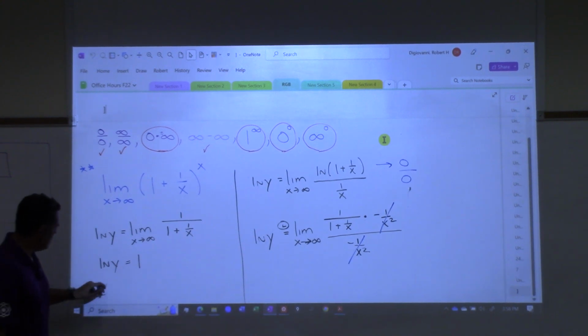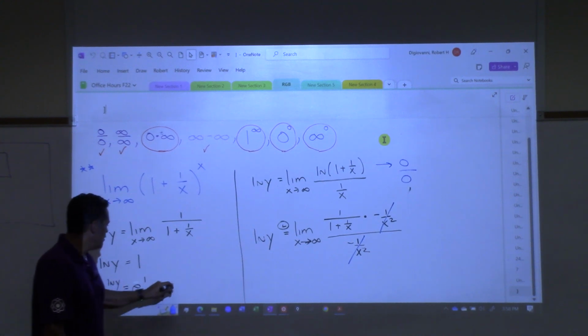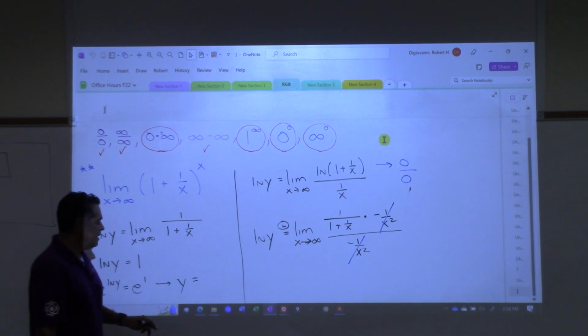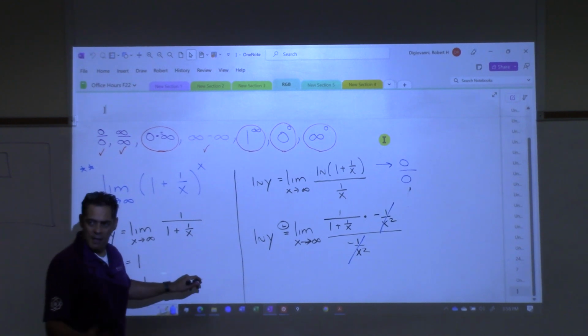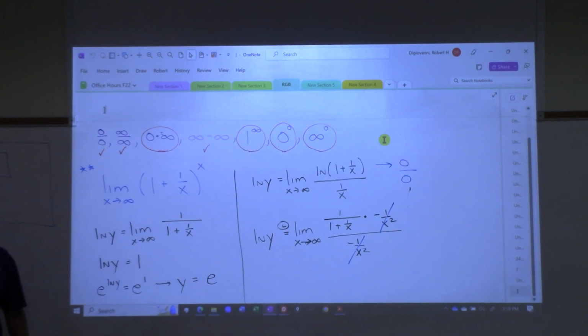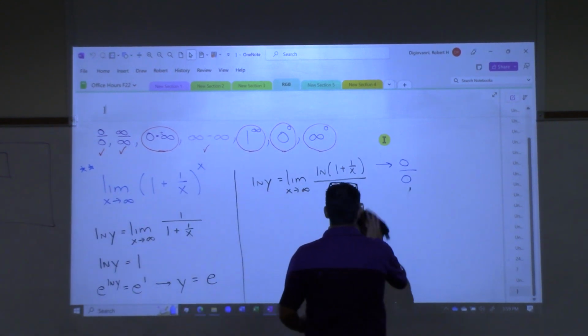E on both sides. So e to the natural log equals e to the 1, right? And that means that the left side is y and the right side is what? e to the 1, which is just e, right? E to the 1 is e. And then times 1. So here's what we're actually saying.